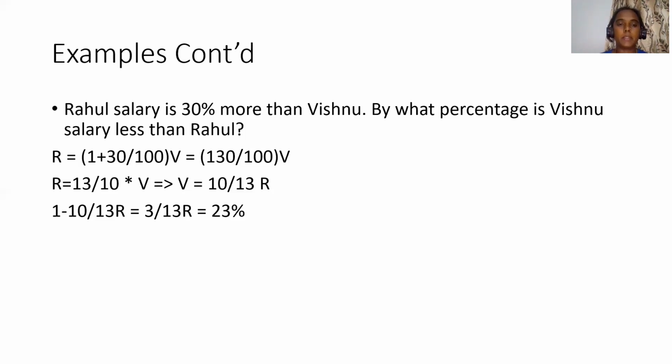So to calculate the percentage, because it's a decrease, because we are asking less than Rahul. What percentage is Vishnu's salary less than Rahul's means we have to decrease. So 1 minus 10 by 13 into R, which is equal to 3 by 13 into R, which is roughly 23%. So Vishnu gets 23% less salary than Rahul.